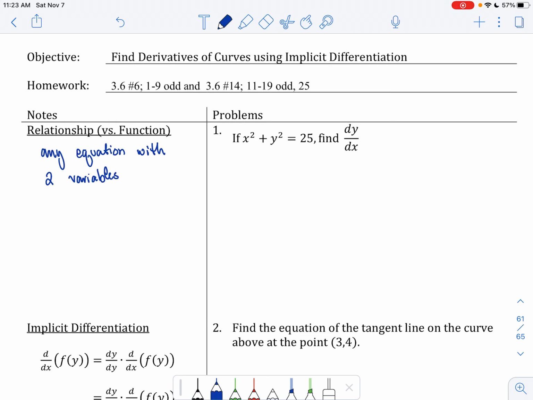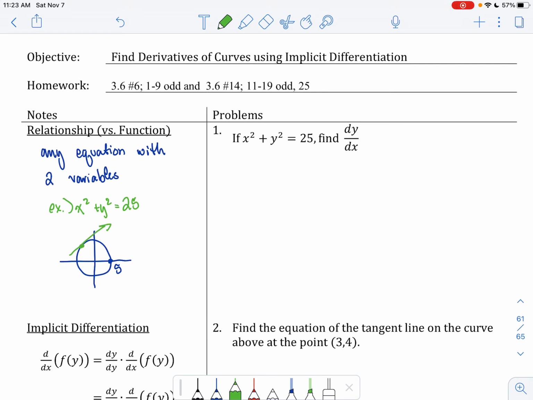So if I'm looking at this first equation, this would be the example, x squared plus y squared equals 25, I would hope you remember from the last 2 years that this is a circle with radius 5 centered at the origin. Now obviously this is a relationship, not a function. It fails the vertical line test, but it can still have derivatives. It still has a tangent line, right?